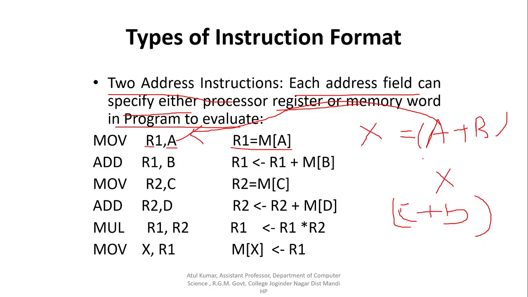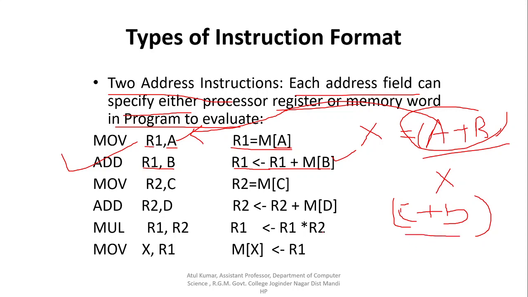So firstly we will solve this A plus B. Secondly we will add the content of B to R1. In R1 basically we have A, and when we add the content of B, this means we are adding the content of R1 with the memory address or content B. So after this operation R1 contains A plus B.